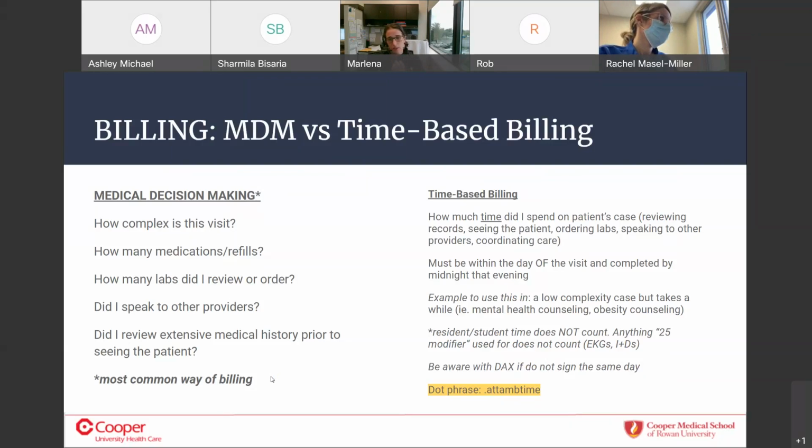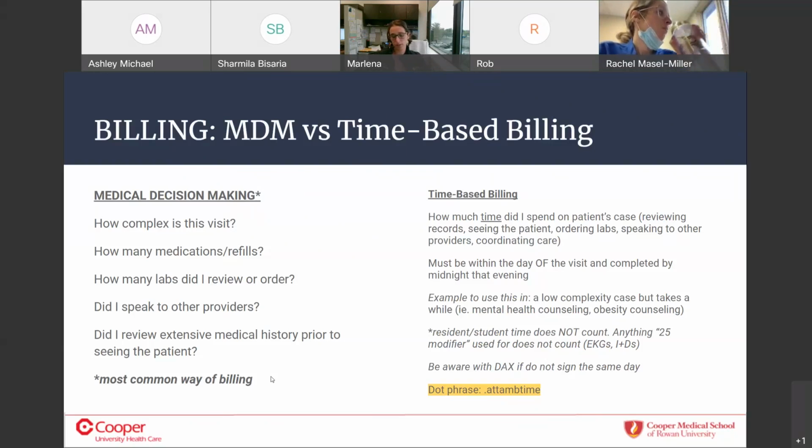The last thing to be aware of, if anybody is using the DAX dictation system, well, I'll back up. If you're using time-based billing, it all has to be within the 24 hours of that day. Meaning if you pre-charted the night before for 15 minutes, you can't use that in your time-based billing. If you pre-charted 15 minutes before the patient came in the office and you seeing them, you can. So it has to be the same calendar day.